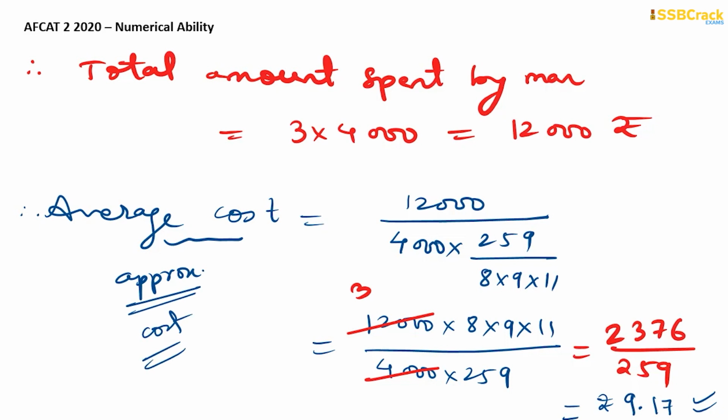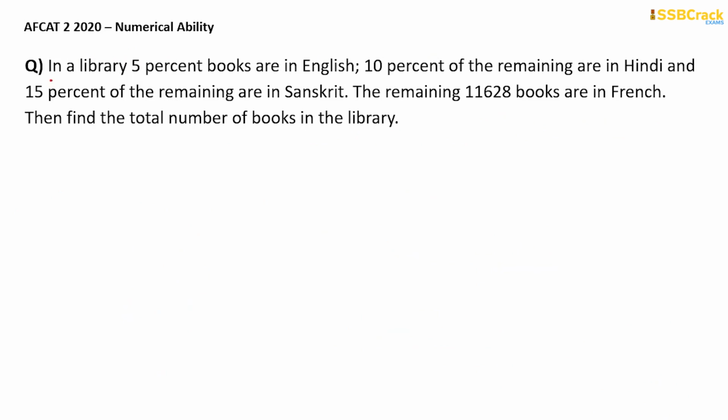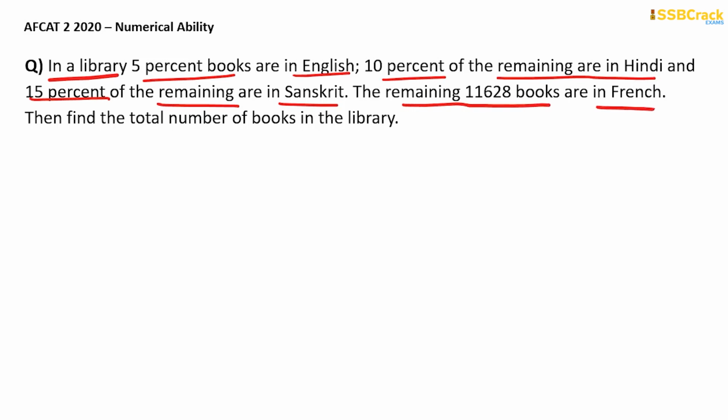Alright, now let's check the next question. In a library, 5% books are in English, 10% of the remaining are in Hindi, and 15% of the remaining are in Sanskrit. The remaining 11,628 books are in French. So the total number of books in the library is a question mark. So let's solve this particular question.